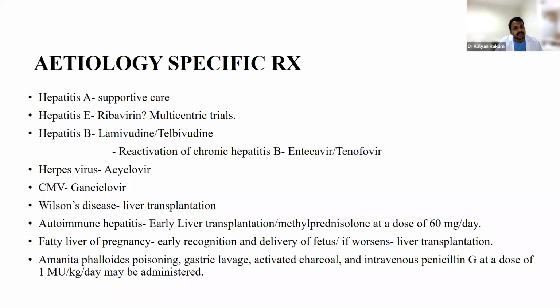Herpes virus, we give acyclovir. Wilson's disease, we can do PLEX and then take him for liver transplantation. Autoimmune hepatitis, early liver transplantation, and steroids at a dose of 60 mg per day. Fatty liver of pregnancy, early recognition is more important, and delivery of the fetus. And if any worsening, liver transplantation.